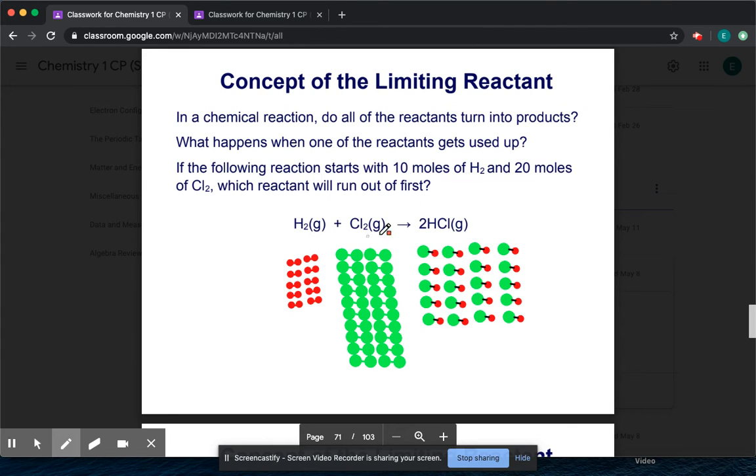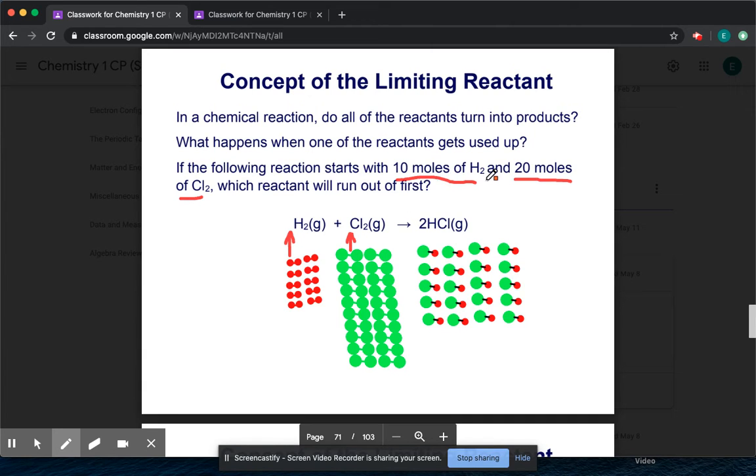We have hydrogen and we have chlorine making hydrochloric acid gas. Okay. What they're saying is we have 10 moles of H2 and we have 20 moles of Cl2. And they're saying which one's going to run out first. Well, let's look at the equation and look at the coefficients. So there's no number here, which means it's 1 and 1. So for every one hydrogen molecule, you need one chlorine molecule. So it's a 1-to-1 ratio. So you need the exact same amount of both.